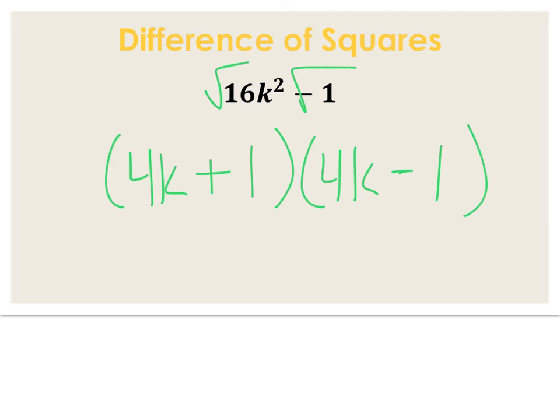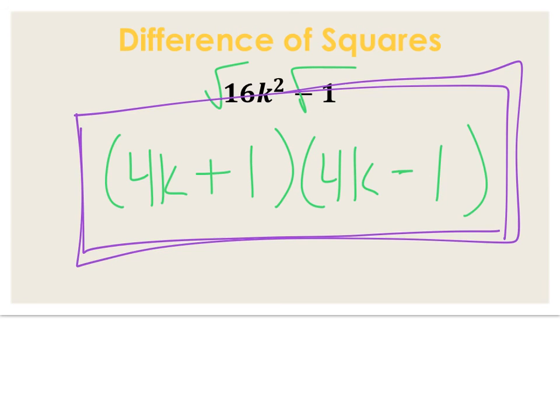So difference of 2 squares I think is easier to factor because that's just your answer. You're just square rooting the first term, square rooting the last term, and then make sure one has positive and one has negative.